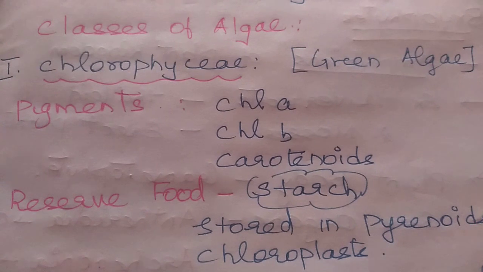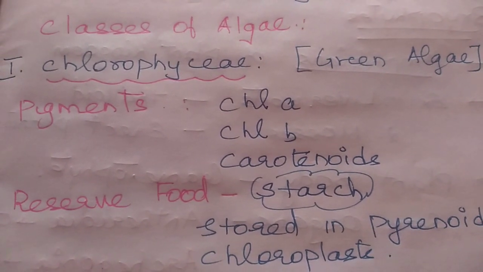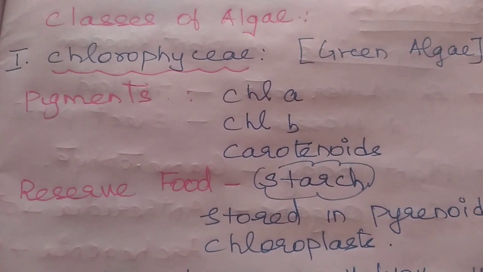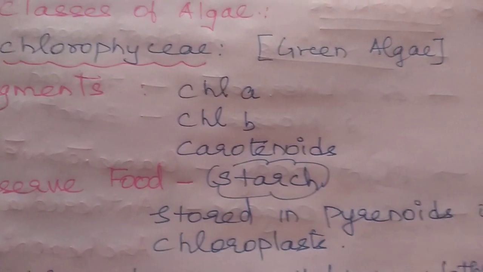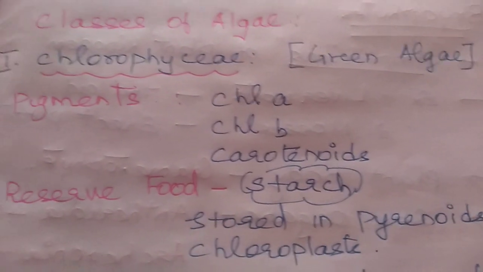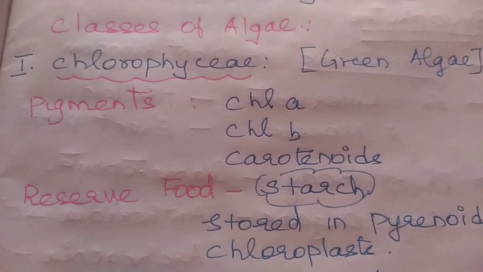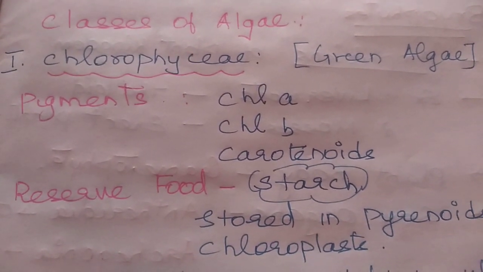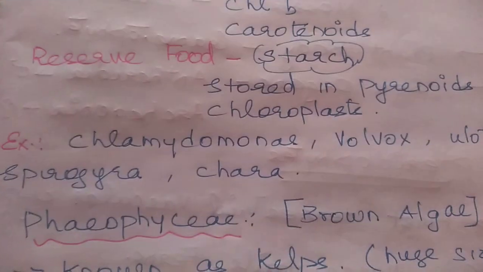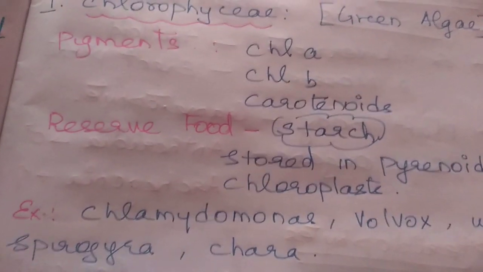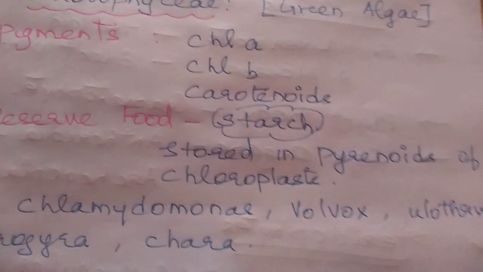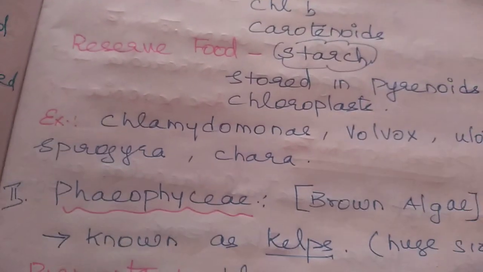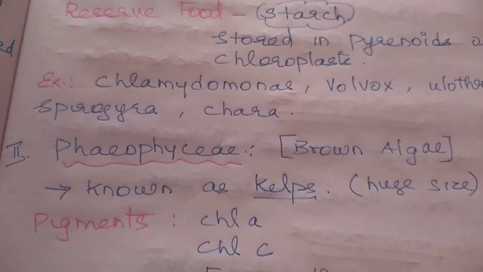What are the pigments present in this type of algae? The pigments are chlorophyll A, chlorophyll B and carotenoids. And what is the reserve food? Starch is the reserve food, and the starch is stored in pyrenoids of the chloroplast. This is very easy to remember: the green algae contain chlorophyll A and B. What is the reserve food? Starch. The examples of Chlorophyceae members are Chlamydomonas, Volvox, Ulothrix, Spirogyra and Chara.